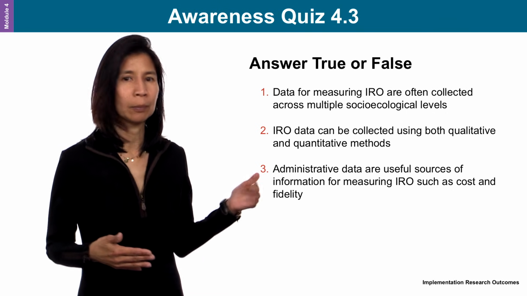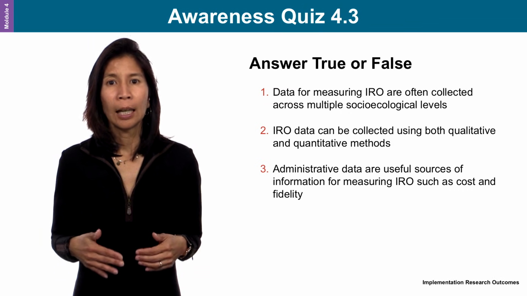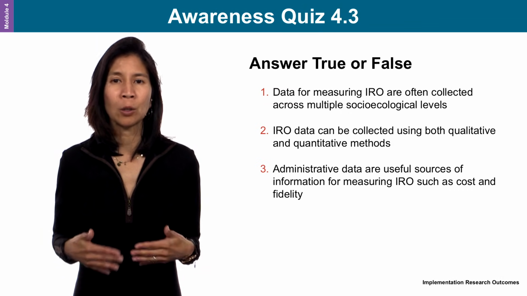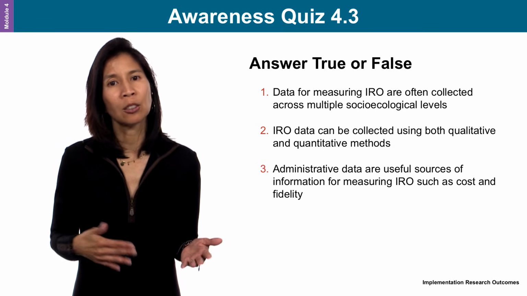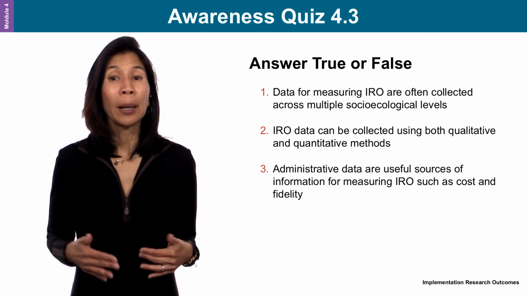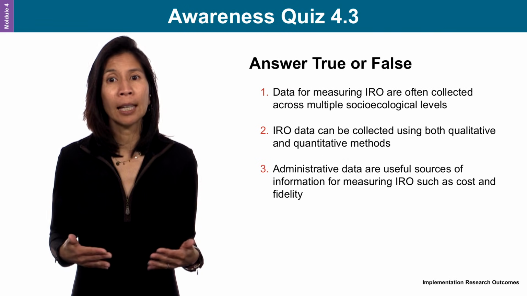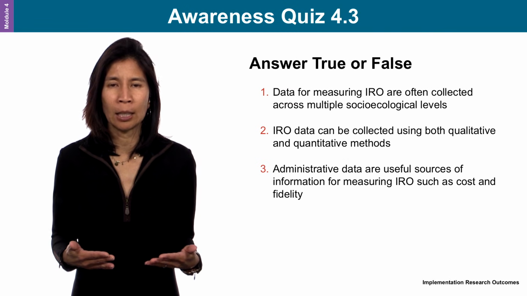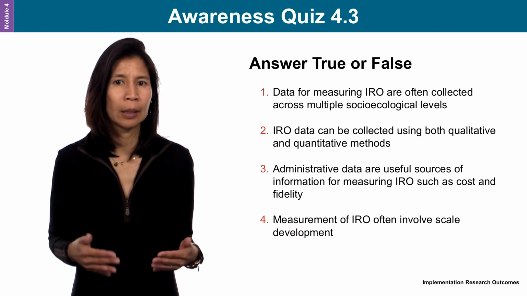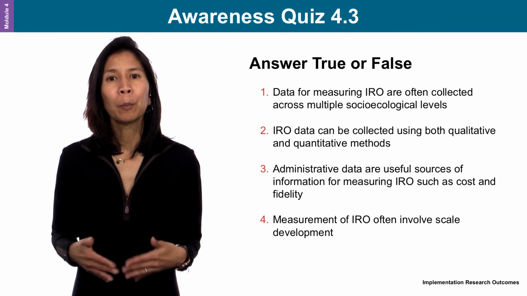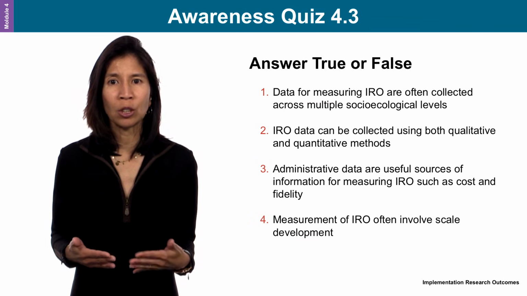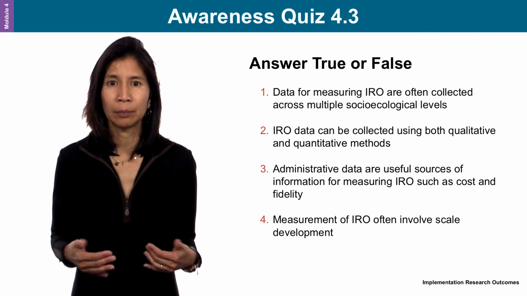Statement number 3, true or false? Administrative data are useful sources of information for measuring implementation research outcomes, such as cost and fidelity. By administrative data, we mean data that is already being collected by the organization or program. Statement number 4, true or false? Measurement of implementation research can often involve scale development.